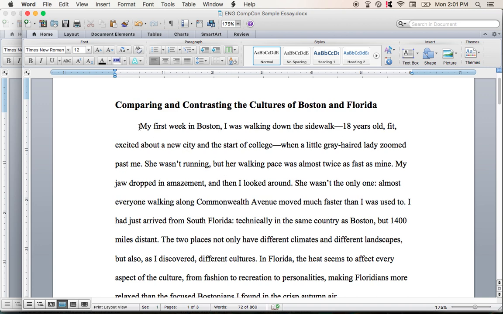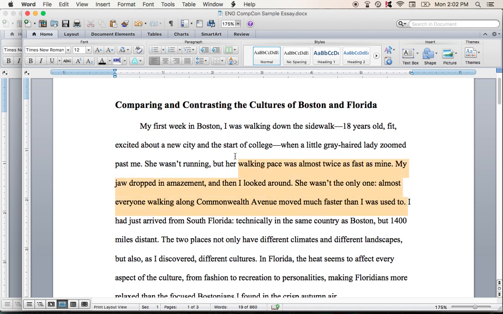My first week in Boston, I was walking down the sidewalk, 18 years old, fit, excited about a new city and the start of college, when a little gray-haired lady zoomed past me. Zooming past someone means to go a lot faster than someone right past them. She wasn't running, but her walking pace was almost twice as fast as mine. My jaw dropped in amazement, and then I looked around. She wasn't the only one. Almost everyone walking along Commonwealth Avenue moved much faster than I was used to.